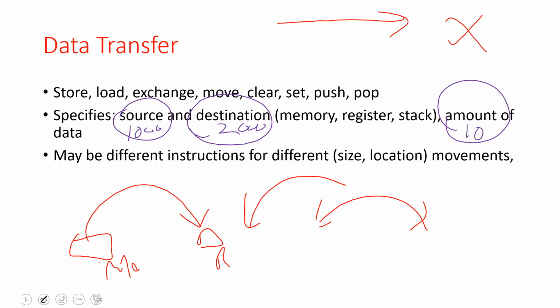And depending on different instructions, there may be different parameters that we may have to give. For example, for a clear instruction, we only need to give the place where we want to clear the data. If we want to move, we may have to give two places, the source and the destination. So depending on the instructions, different parameters may be needed.